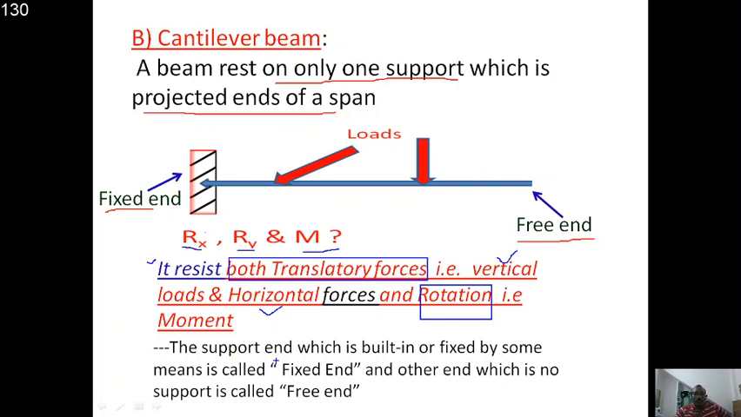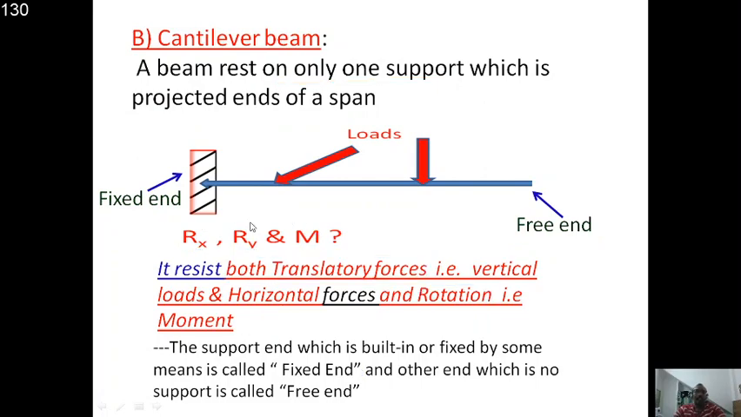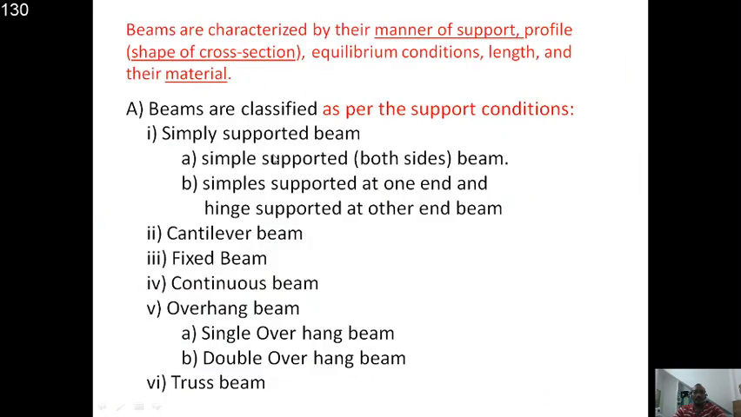So this support end, which is a built-in fixed beam, is called the fixed end, and the other end, which has no support, is called the free end. Right? Coming to the classification again, the third classification is the fixed beam, in which both the ends are fixed in nature. There is no free end.